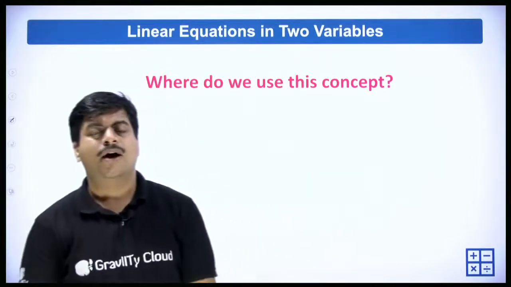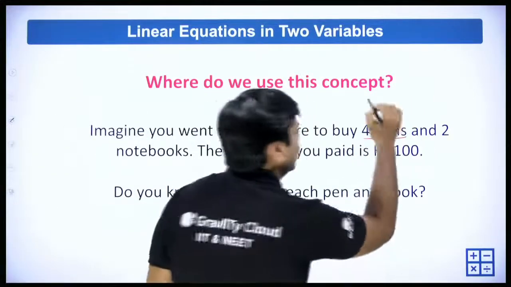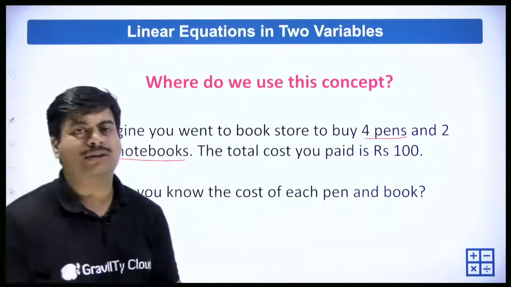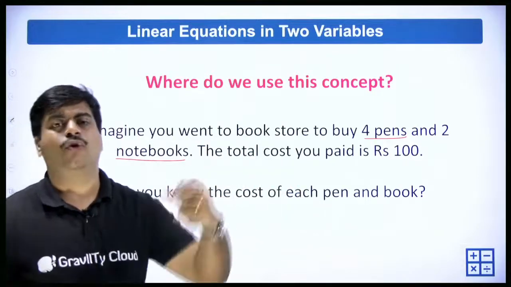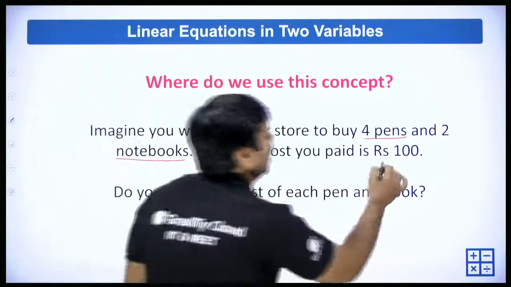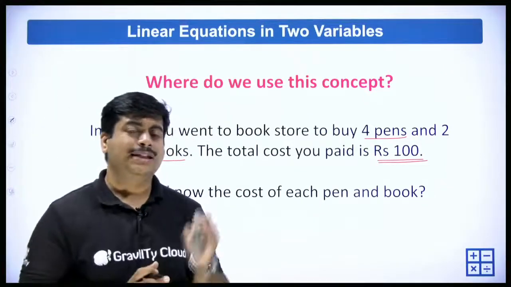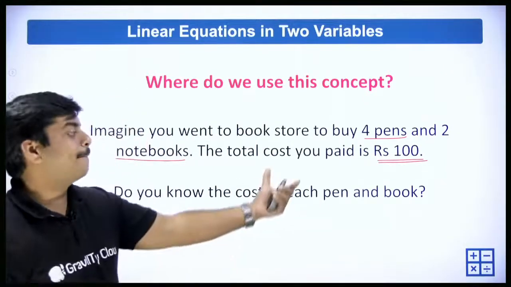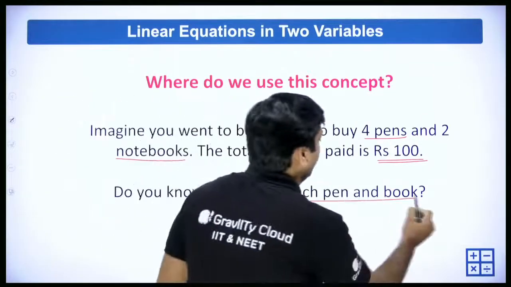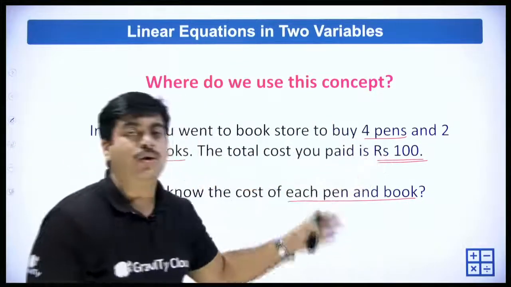Just imagine we are going to some bookstore and we are buying 4 pens and 2 books. We asked the shopkeeper to give us 4 pens and 2 books, and in return he said the total cost is 100 rupees. The total cost is 100 rupees, but still you don't know the cost of each pen and a book. Although you know the total cost is 100, you still don't know the cost of a pen and a book.